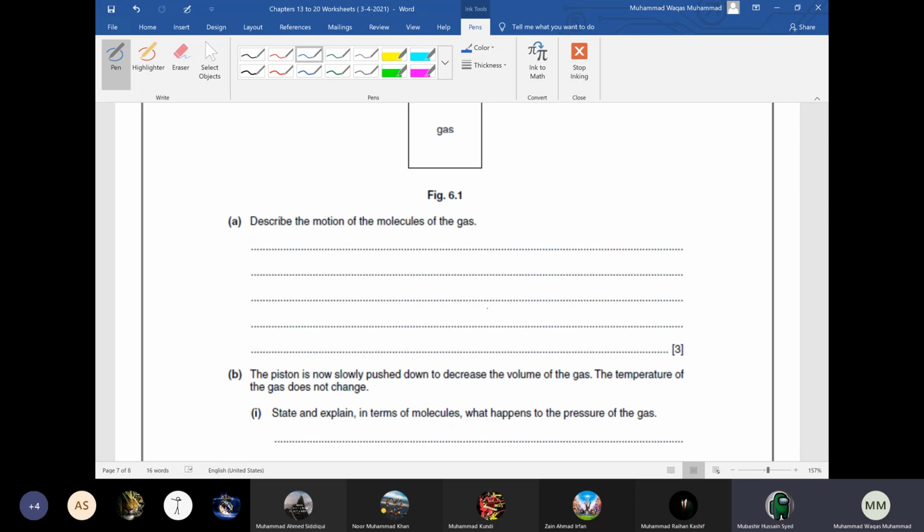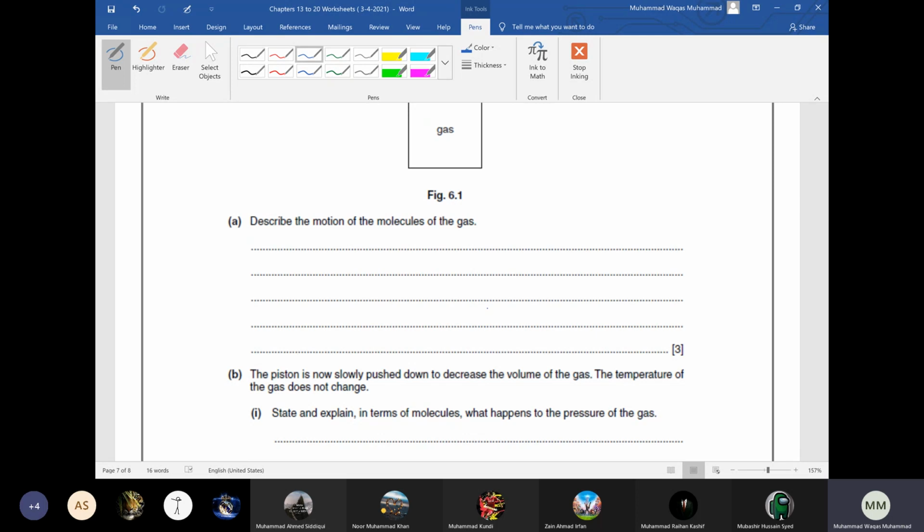Beta, kinetic motion is nothing. Kinetic is related to motion. Kinetic energy is basically the energy that an object has due to its motion. They are moving, so they have kinetic energy. So kinetic motion is not a term. And what do we mean by Brownian motion? Sir, the zigzag movement, the random movement of molecules. Brownian motion basically means random movement. It's the random zigzag motion, right? So you have to tell about the motion now.